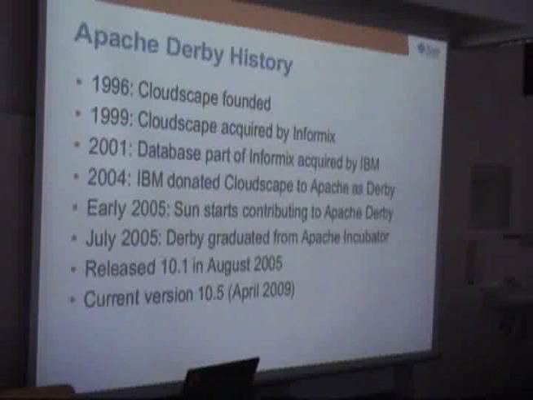So this is a little bit about history. I'll just say that IBM donated this in 2004. Sun joined the community in 2005. We graduated later the same year from the Apache incubator, where every new project has to prove that it has an active and lively enough community to support the product. And the first official release was 10.1, released in August 2005, and currently we are at 10.5 from April this year.